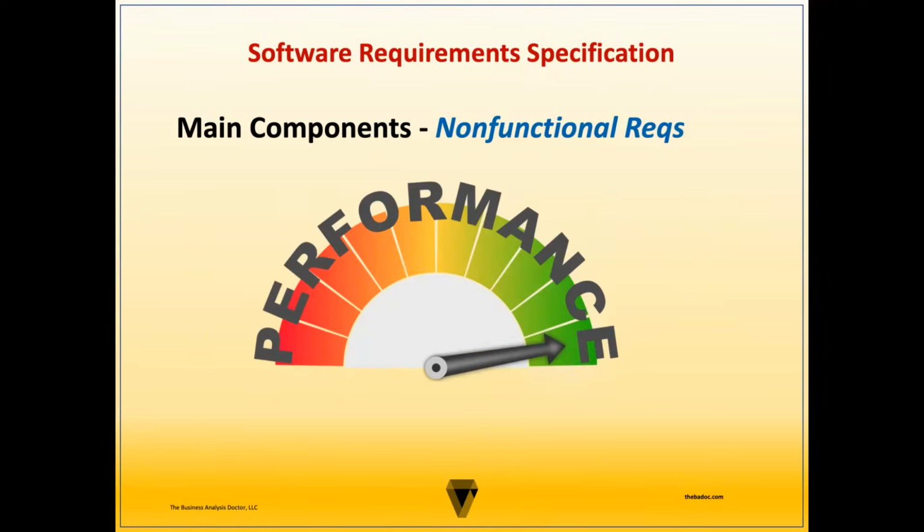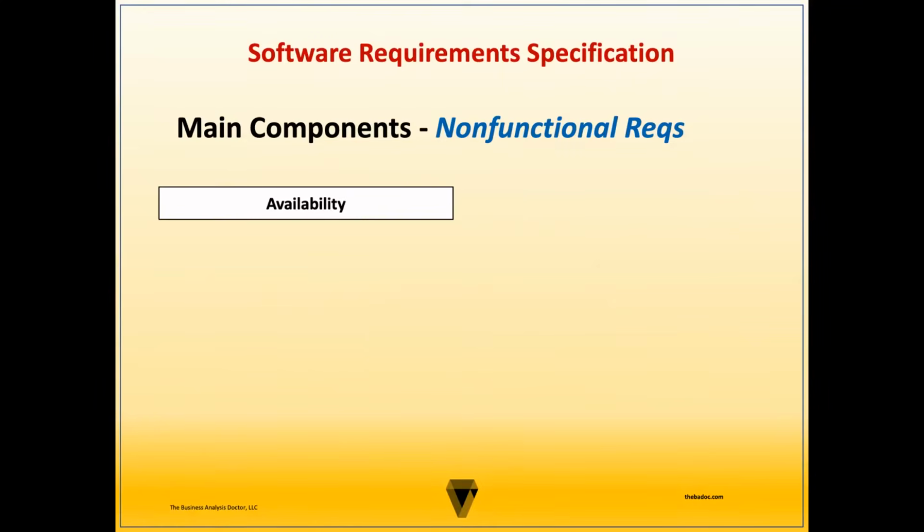The next section of the software requirement specification is non-functional requirements, or NFRs, which we defined earlier in the lesson. There are various categories of non-functional requirements. Here are some of the most common NFRs. Availability is the extent to which the solution is accessible and operating when needed. This is often expressed in terms of the percentage of time the system is available.